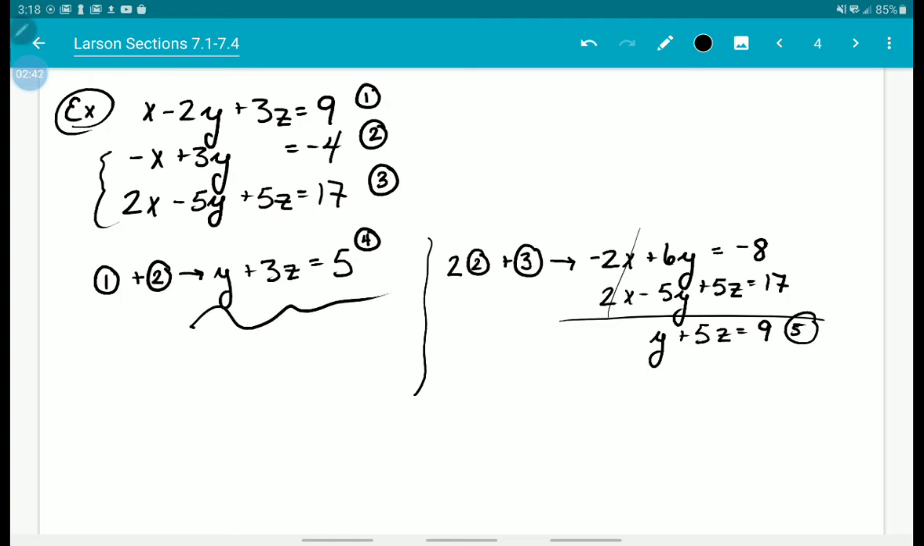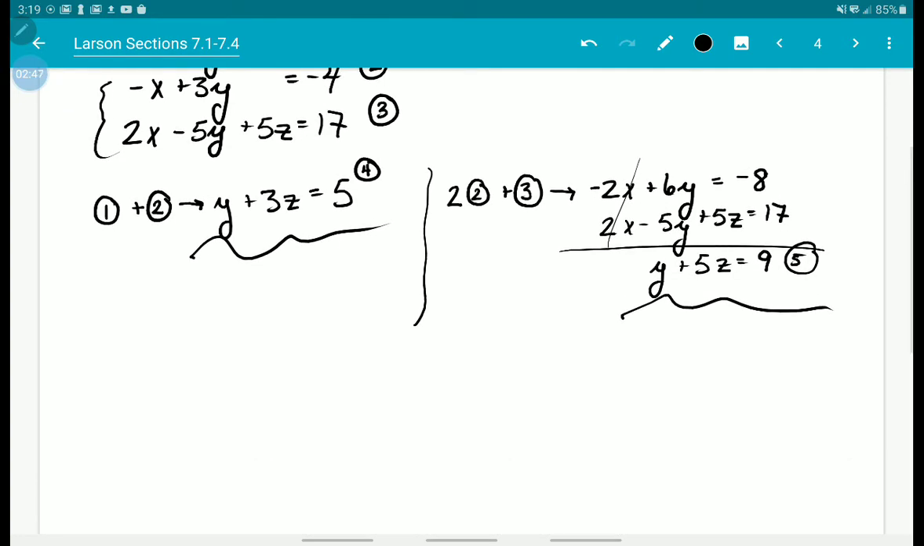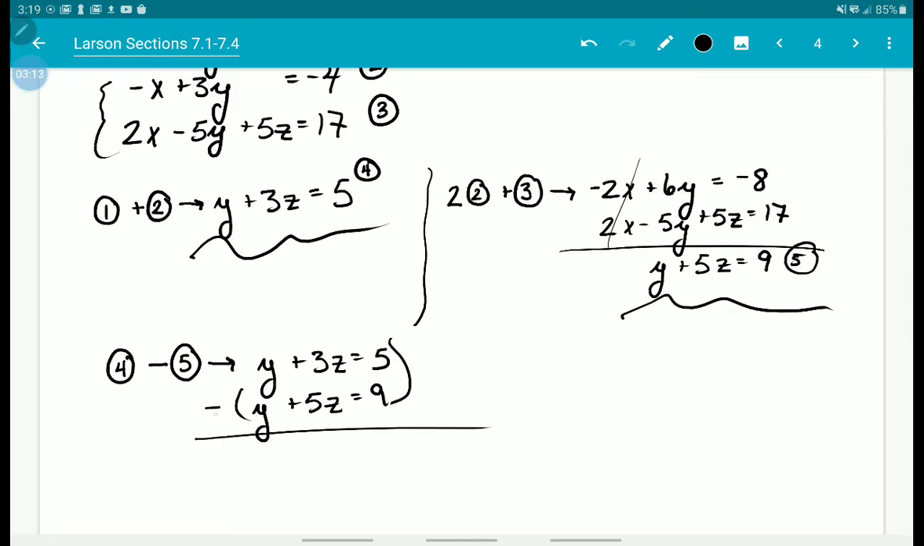Now we can put those two equations together with elimination. What if we were to take equation 4 and subtract equation 5? Let's write out what that looks like. Here's equation 4, y plus 3z is equal to 5. Then we're going to subtract equation 5, which is y plus 5z is equal to 9. Don't forget we have to distribute that negative to everything in here.